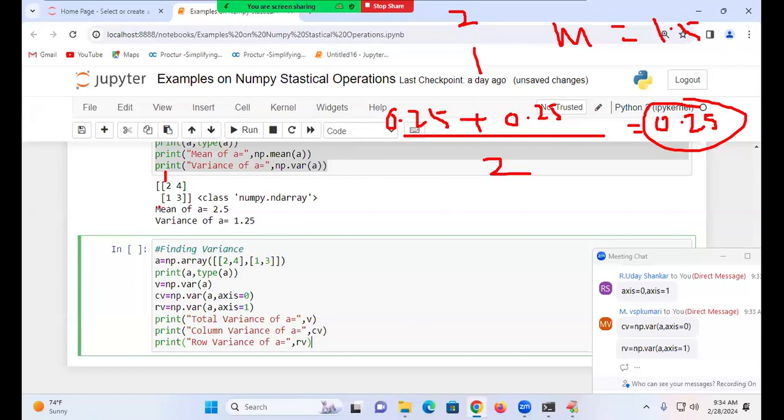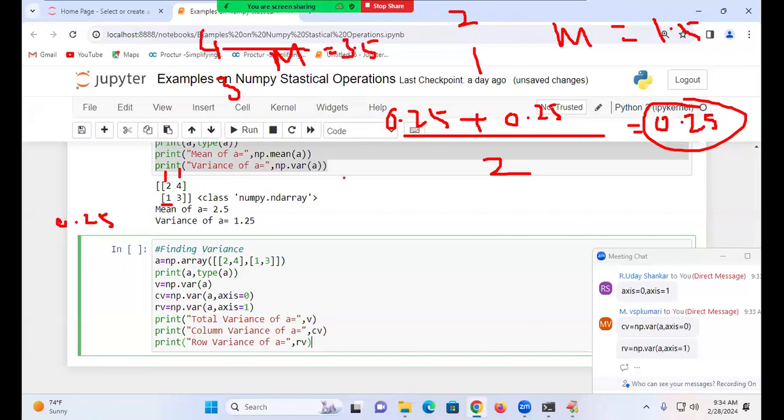For this, variance is called what? 0.25 for the first column. Got it or not? For 4 and 3, what is the mean? 4 and 3, what is the mean? Come on. 3.5. Very good.